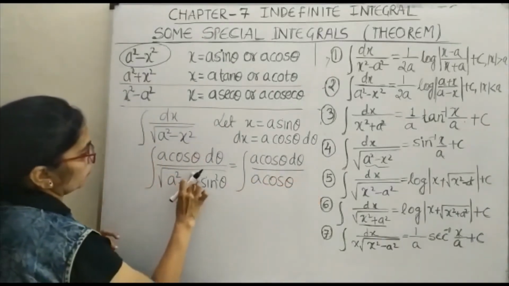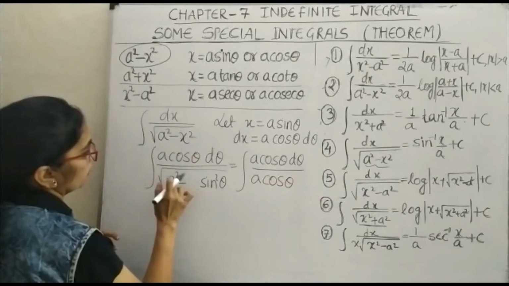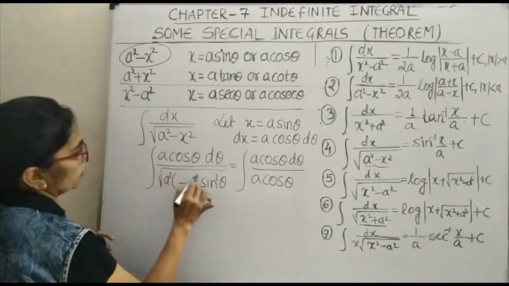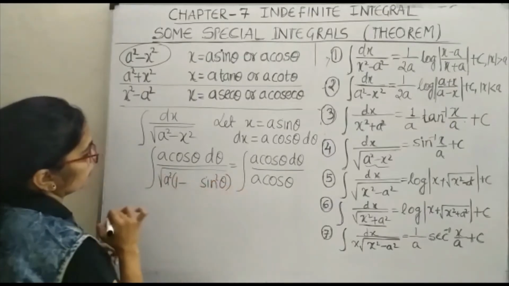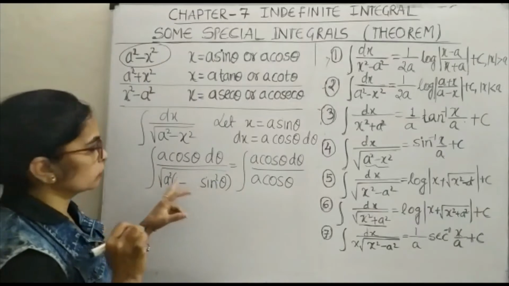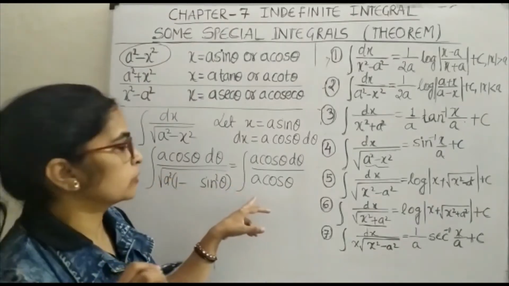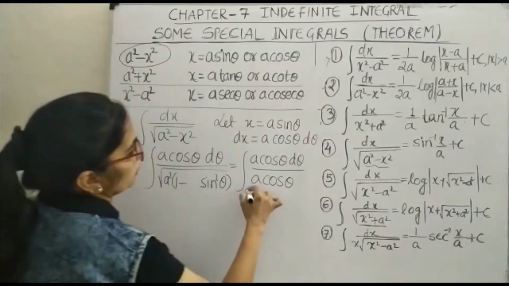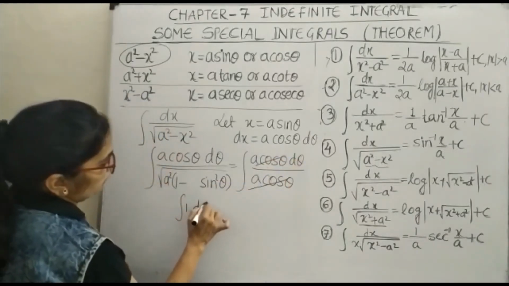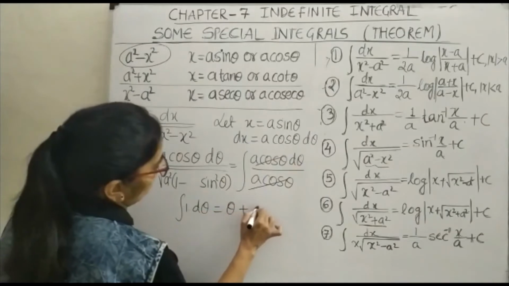a square में आप इसको क्या करेंगे, ये आपका हो जाएगा, you can take outside a square, then this will be 1 minus sin square theta. So 1 minus sin square theta will be your cos square theta. So a square cos square theta आपका किस में चेंज हो जाएगा, a cos theta में, ये आपका कैंसिल हो जाएगा. So you are here with 1 d theta and this is equal to theta plus c.